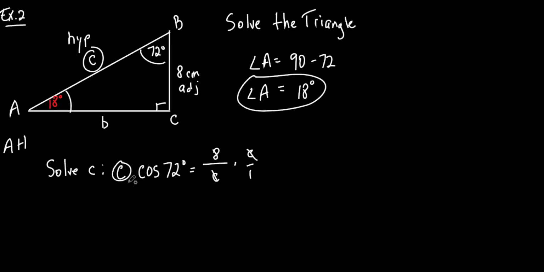Now what's happening with that C? That C is being multiplied by this number. Again, don't let the cosine bother you. The cosine of an angle is just a decimal number. So how do I get rid of a number that's being multiplied by C? I divide. That's right. So what I'm going to do is divide by the cosine of 72.